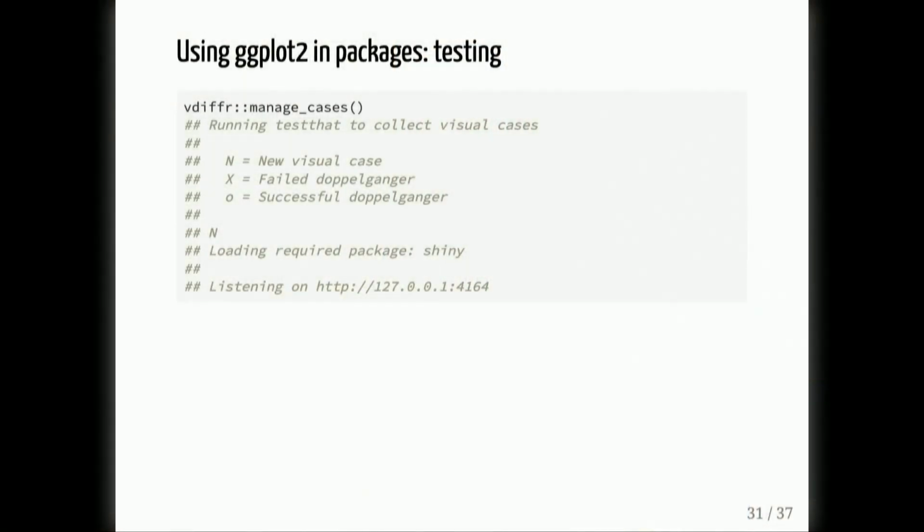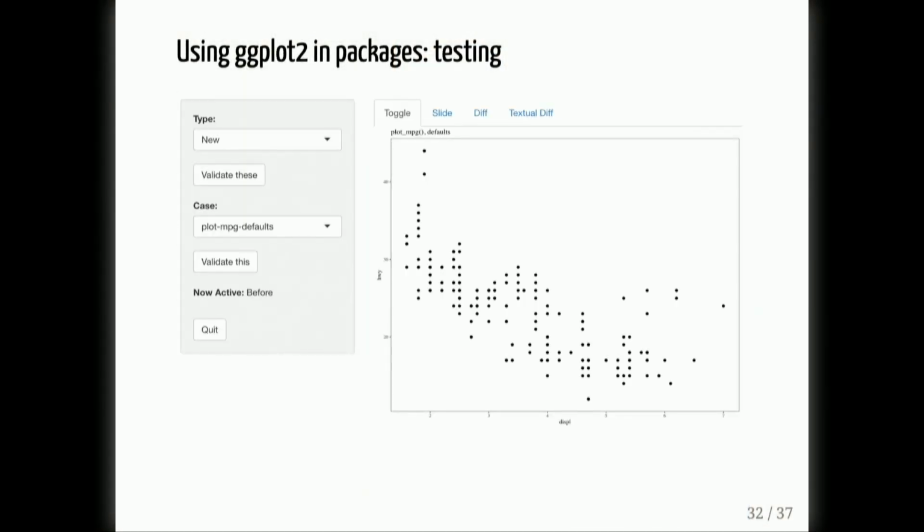You can use it much like another expectation, where we have this expect_doppelganger, where we're expecting this plot_mpg function, as it's called, to generate the same thing as some version we have on file. You can make the version on file by running this little function in the vdiffr package. That will run all of your tests, collect all the doppelgangers, and spit out something that looks like this, where for any of your new cases, it'll ask you to validate. So it'll say, yes, this is the version that I want on file.